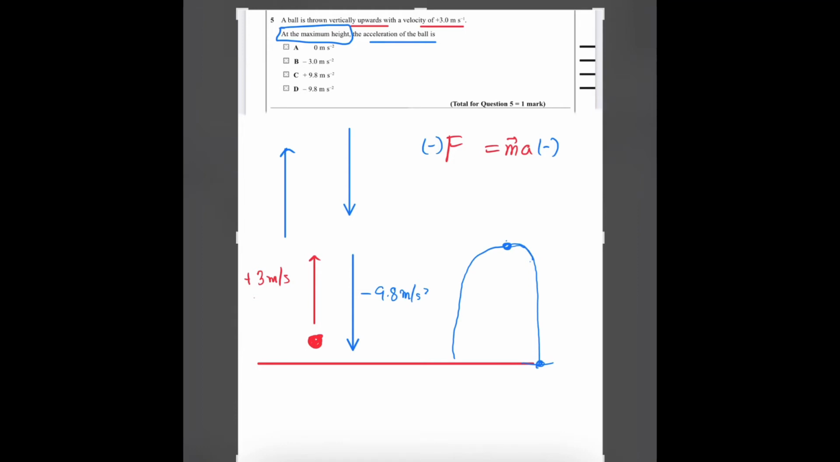And since it is due to the attraction due to gravity, the gravitational field strength is 9.8 Newton per meter. So basically the acceleration would be minus 9.8 meter per second squared. So the answer to number 5 is D.